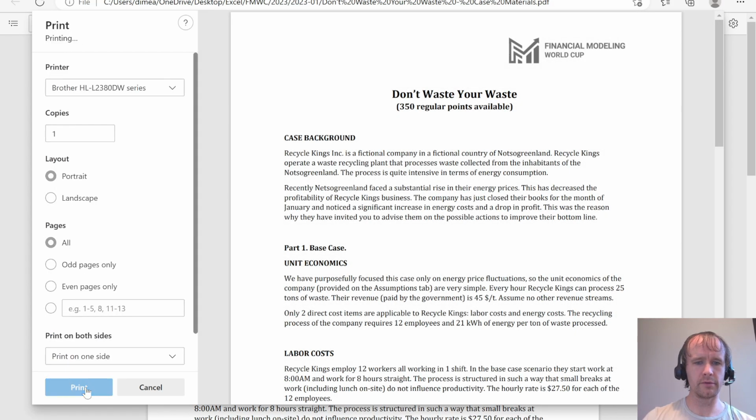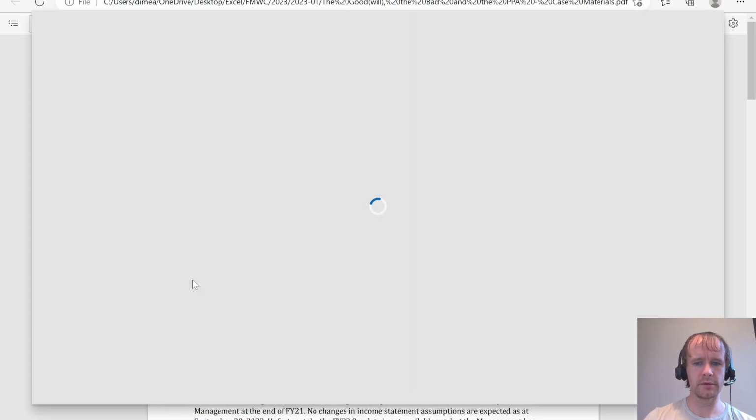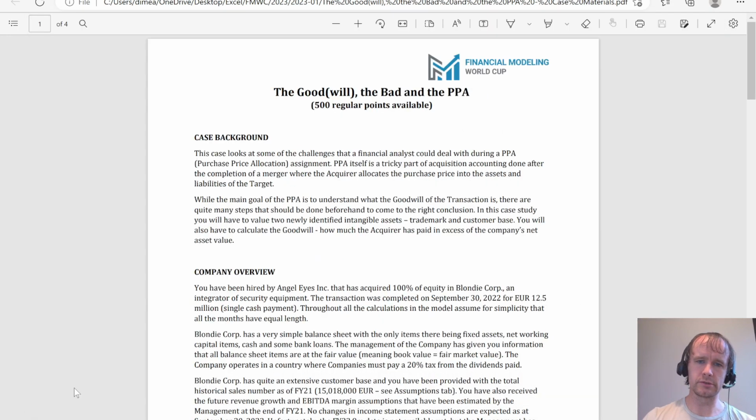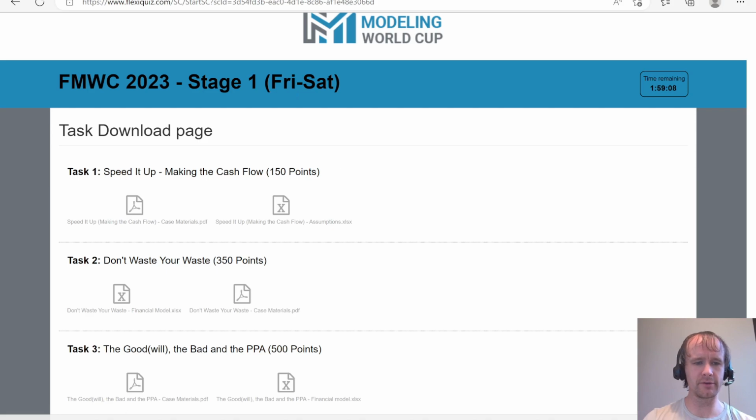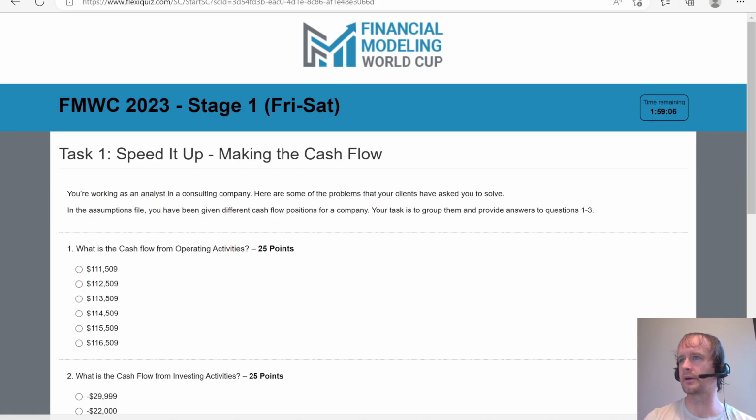So print this, 2 pages, good. I like when it's short. And this one, 4 pages. Oof, I don't like that as much. Okay, so now let's dive on in, and while we're at it, open up the spreadsheet here.